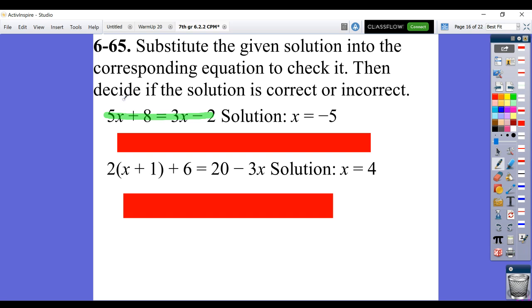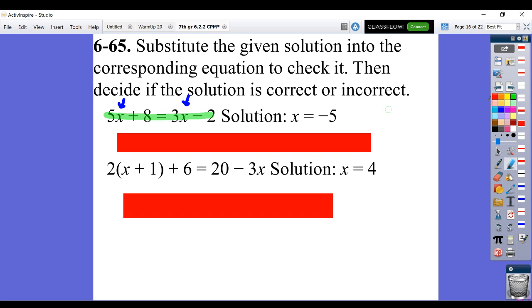So you're going to replace x here with -5 and x here with -5. Remember, when you have a number next to the variable, you're going to multiply. So you're going to take 5 times -5 plus 8. And then on the other side, you're going to take 3 times -5 minus 2. And you're going to see if the left side equals the right side. If it does, then it checks and you'd say that the solution is correct. If it does not, you would say the solution is incorrect.